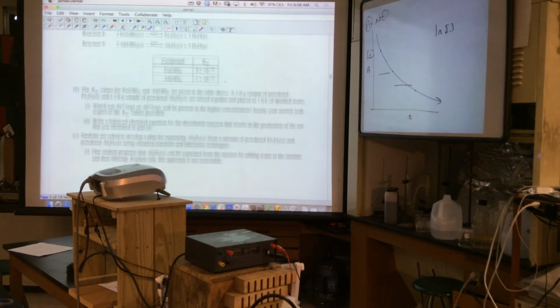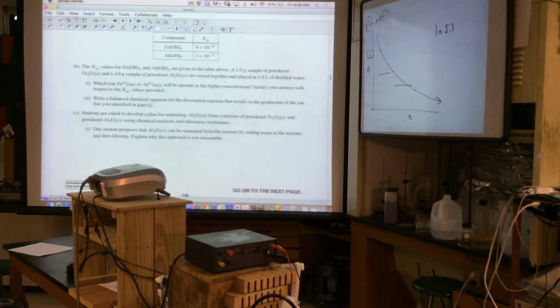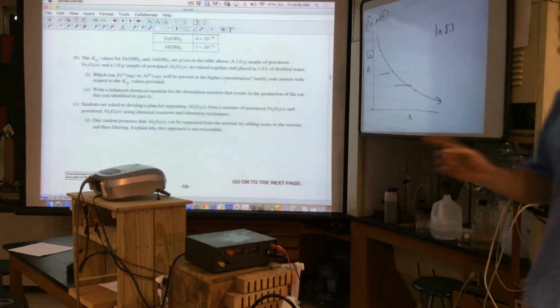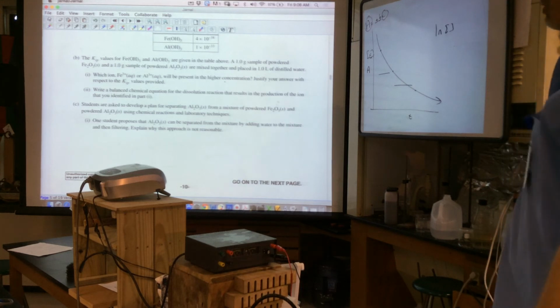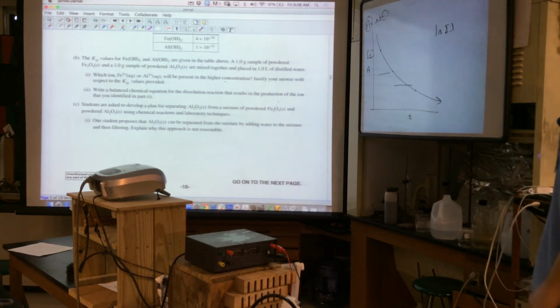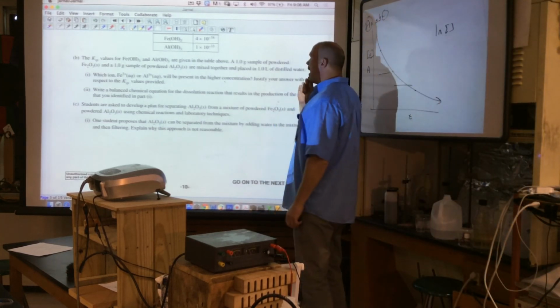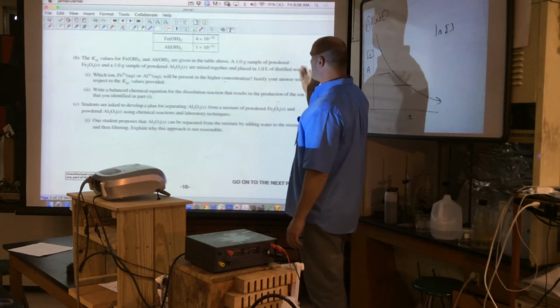Okay, next question. I got my compounds. Ooh, a little bit of KSP. This test didn't have much. I'm expecting your test to have something. Who knows though? Okay, that'll be the fourth example. So here we go. The KSP values for iron oxide and aluminum oxide are given in the table above. A 1 gram powdered sample of each is mixed together and placed in a liter of water.